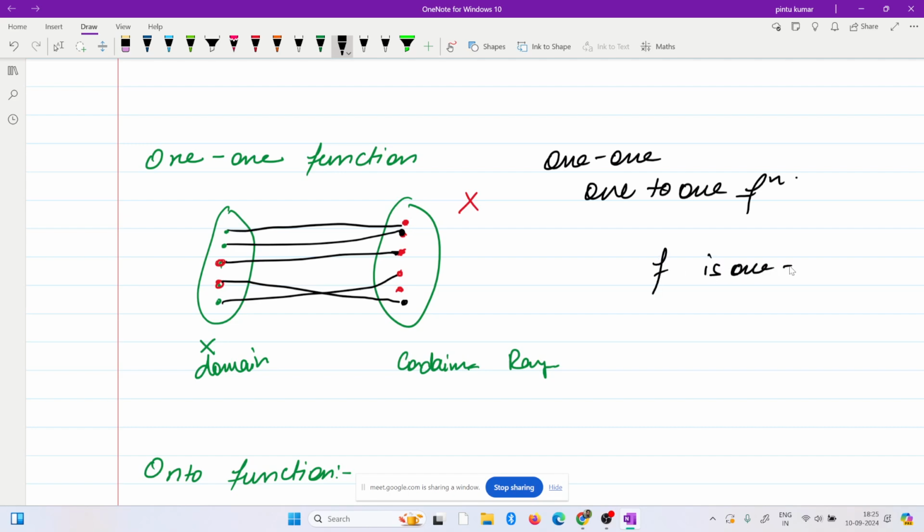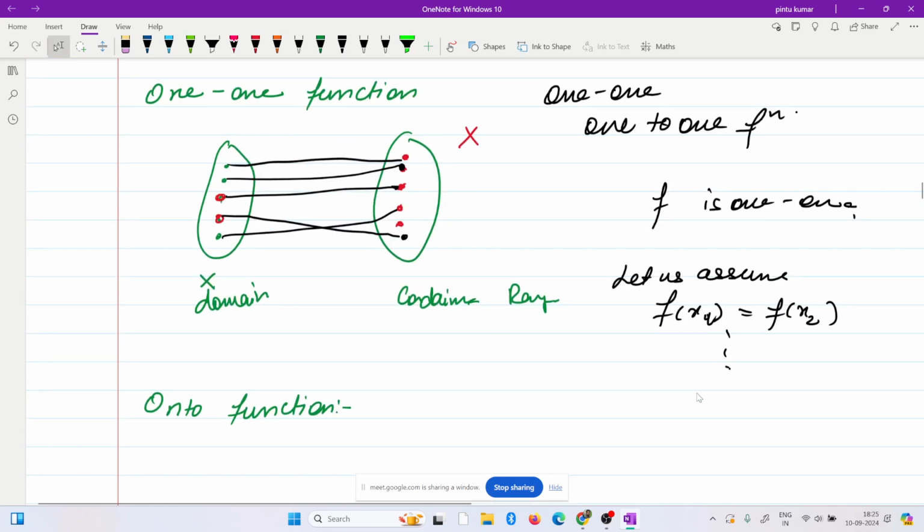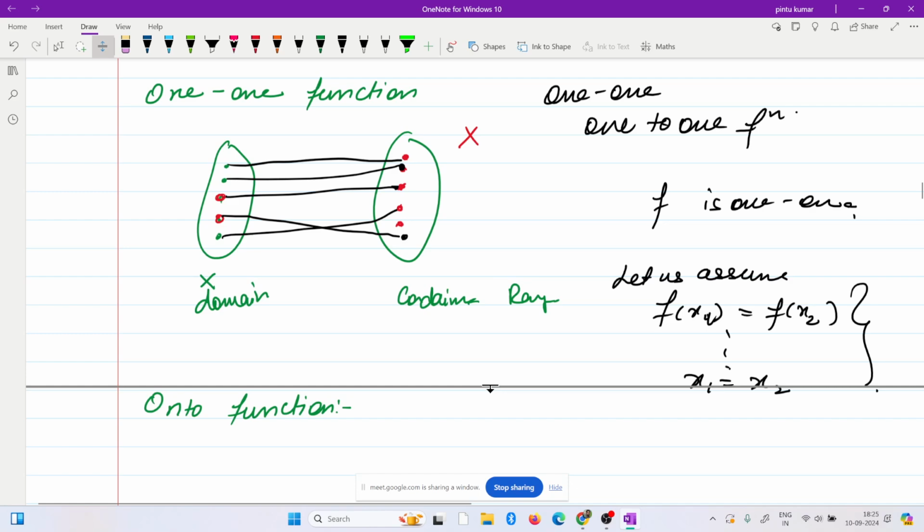A very quick tip: if somebody asks you to prove a function is one-one, the way you approach it is, let us assume that f of x1 is equal to f of x2, and then you do something, something, something, and you should end up proving that x1 is equal to x2. If you are successful in doing this, then you have successfully proved that your function is a one-one function.